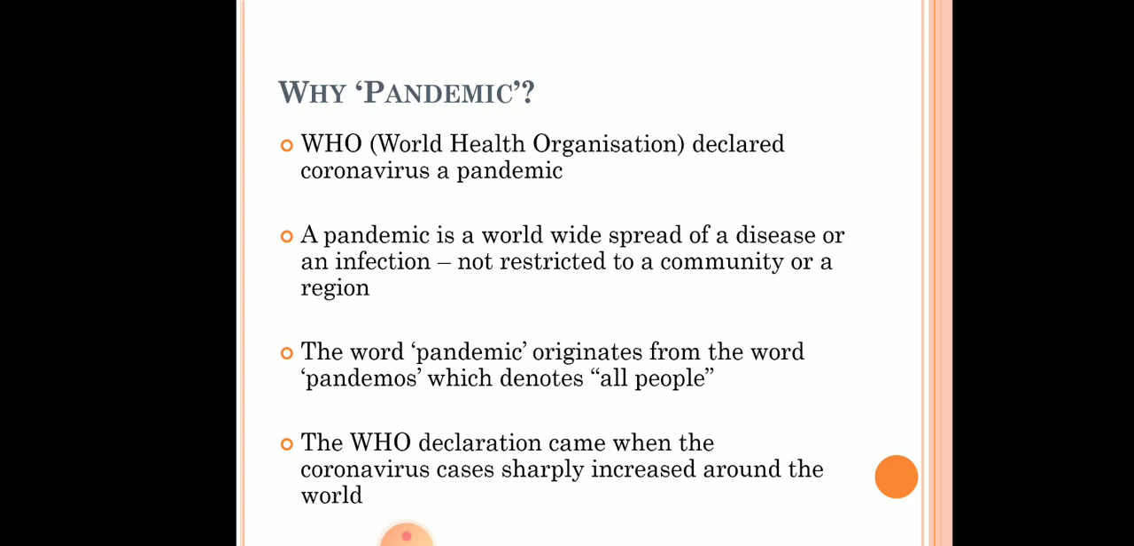But a pandemic is different from an epidemic. A pandemic is a worldwide spread of a disease or an infection. It is not restricted to a community or a region. So this COVID 19 is a pandemic, because we know from all the news sources that it has pervaded all over the world. It has spread worldwide. That is why it is called a pandemic. The word pandemic originates from the word pandemos, which denotes all people alike, all countries alike are affected by this particular disease. That is why WHO has called this particular disease a pandemic.